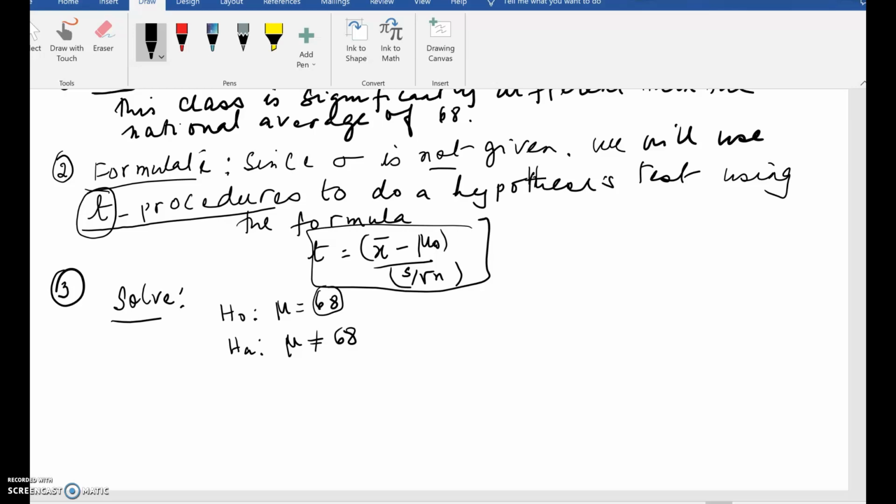Next, remember that this is mu 0. Mu equals, mu not equal to, because it says different and not greater than or less than. So this is a two-sided test.